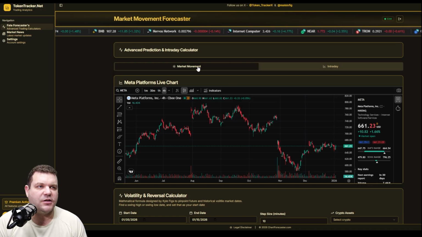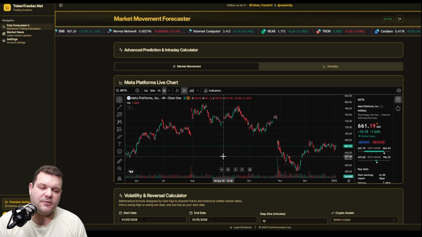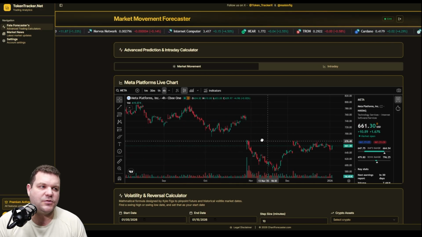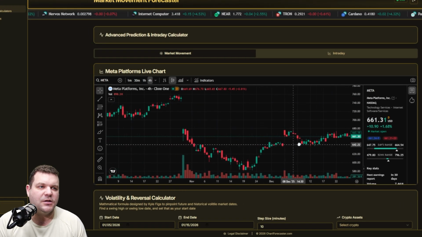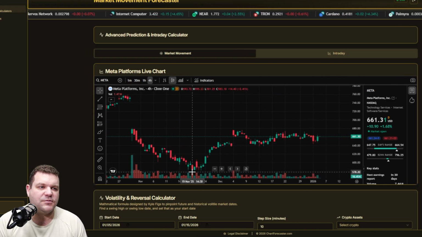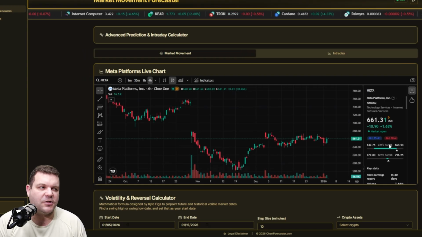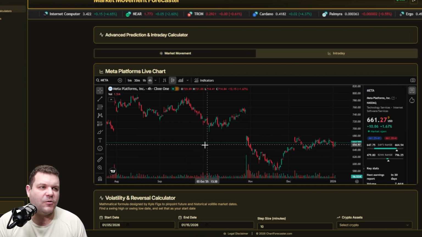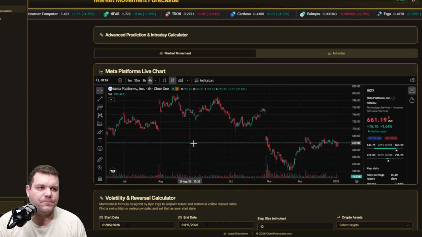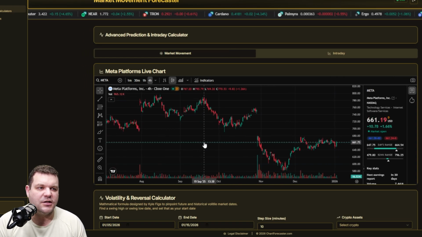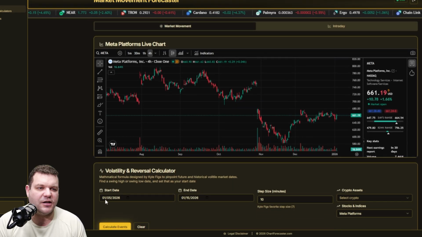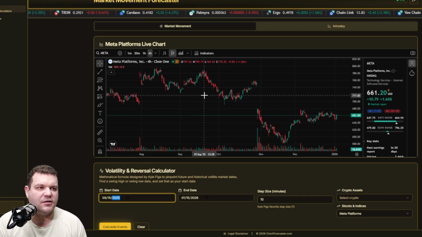For this example, let's just go ahead and use Meta Platforms, Facebook. And we're going to start off with the market movement calculator. Now, this works by simply finding swing high, swing low dates. For example, we can go to this most recent swing low date Meta or Facebook had in November of 2025. Or you could use any of these other ones for that matter. Maybe we'll just use this one here, September 19th, 2025. Let's make sure we've got that date right.